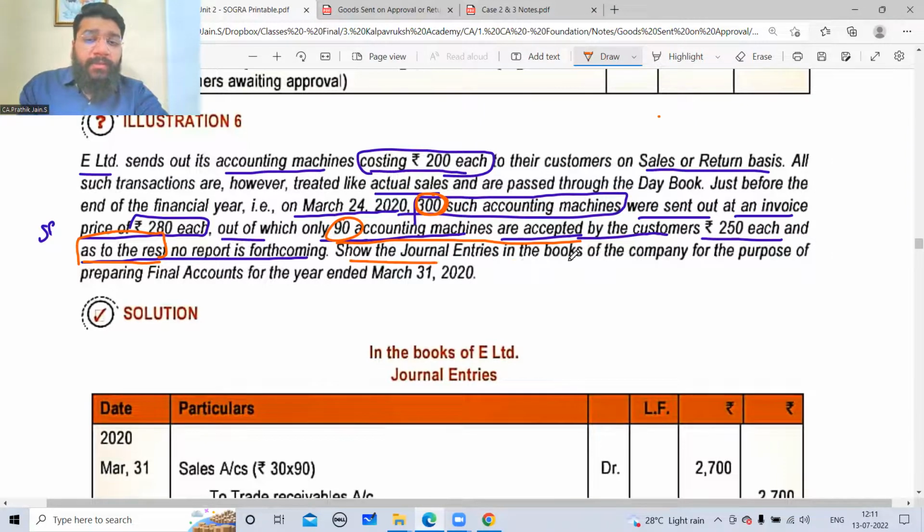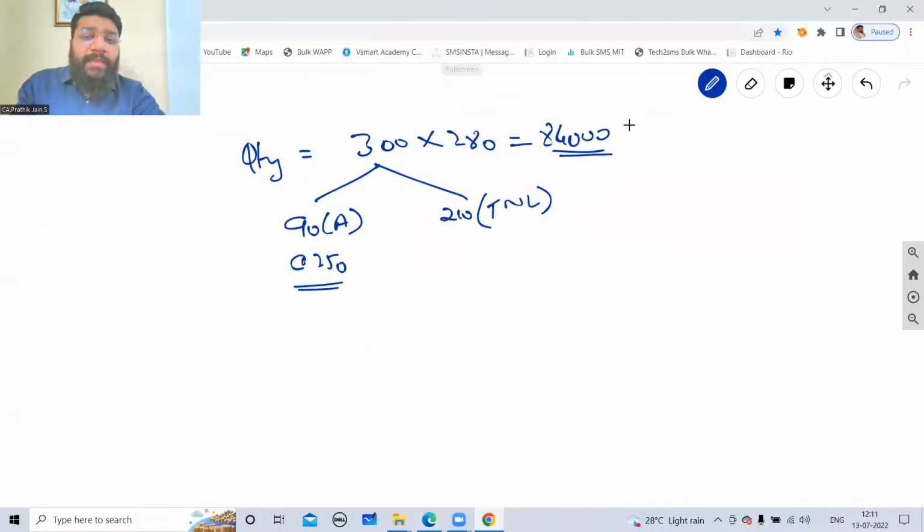Show the journal entries in the books of the company for this purpose. So initial sale is done at 84,000 rupees, guys. Now, when the initial sale was done, the initial sale price is 280. But when the goods were actually sold, it was sold for 250.